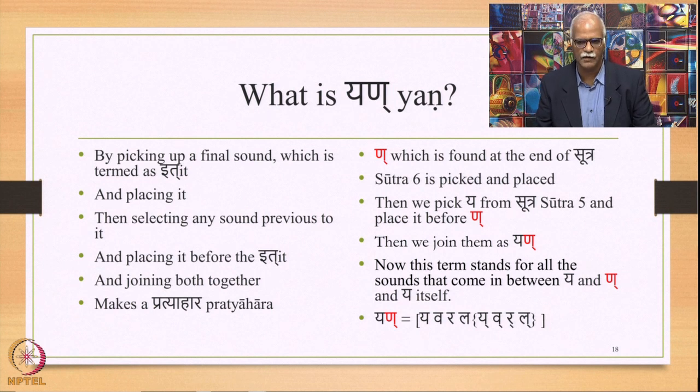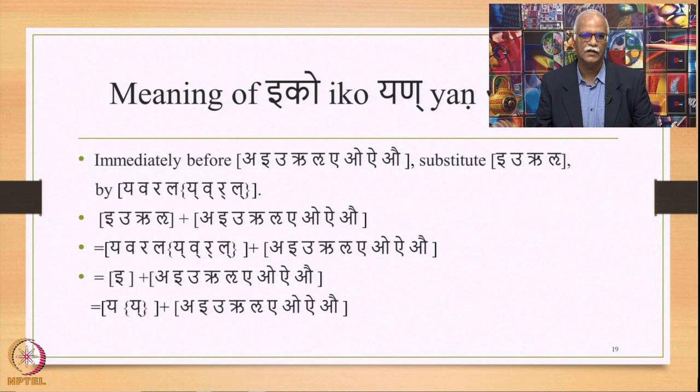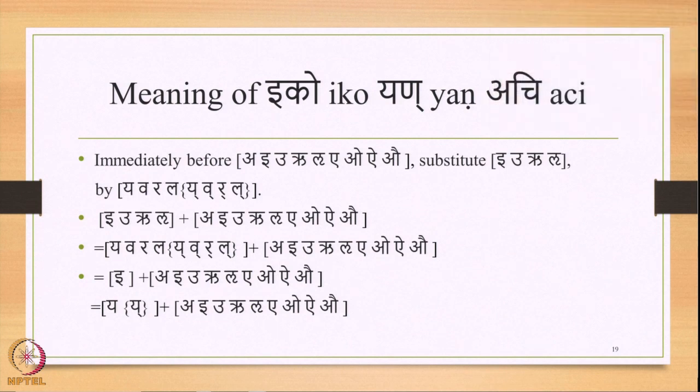Ya, Va, Ra, La are mentioned as they are stated in the 14 sutras over here, but they are also shown as consonants, which is what is actually meant as the meaning of this Pratyahara. This is for the clear comprehension. Now, putting all these things together, let us try to make the meaning of Iko Yanachi.